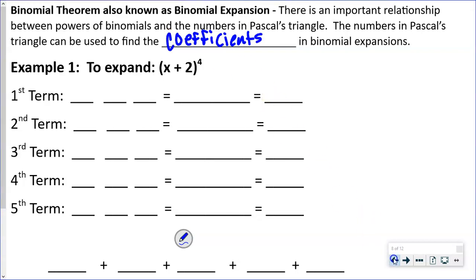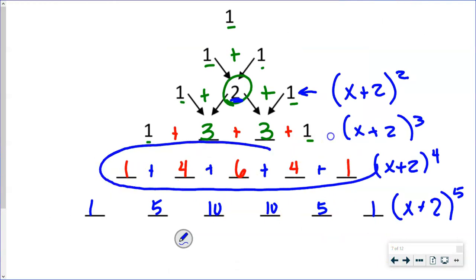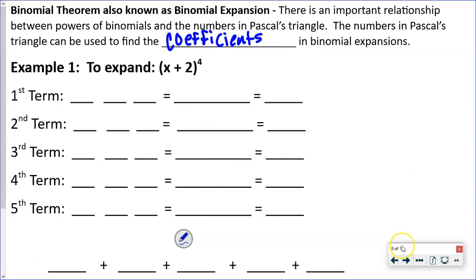So we're going to go back here and look at our fourth row. So notice this is our fourth row right here, guys. This is our fourth row. How did I know that? Because that's a 4 right there, okay? So we're going to pull those 5 numbers and they're going to be our coefficients in our binomial expansion, okay? So we're going to put 1, 4, 6, 4, 1, okay?